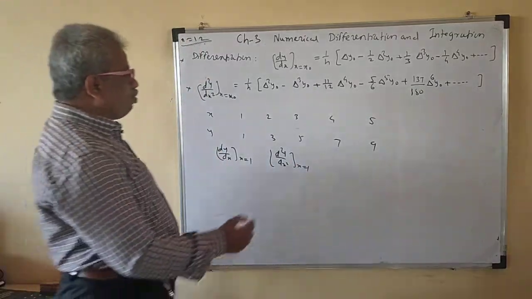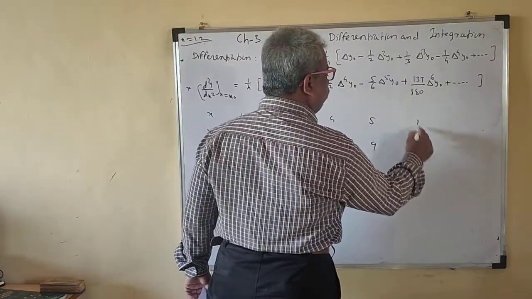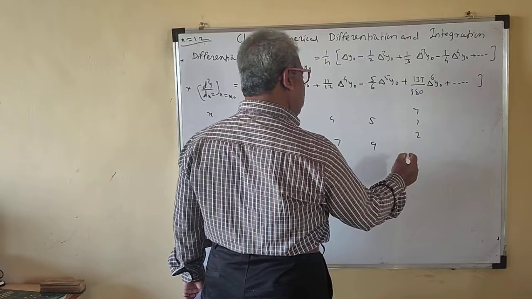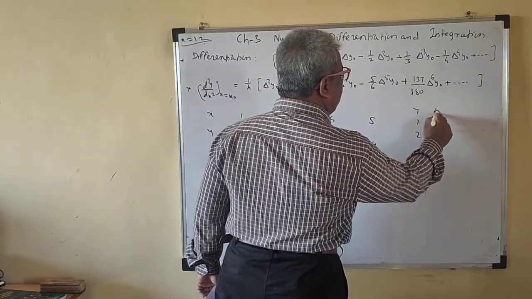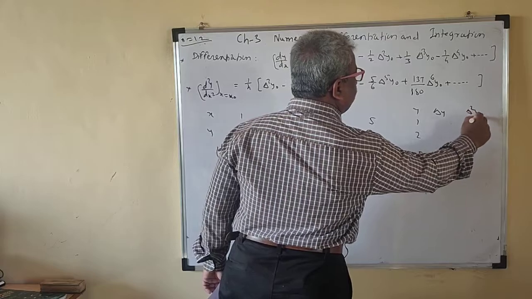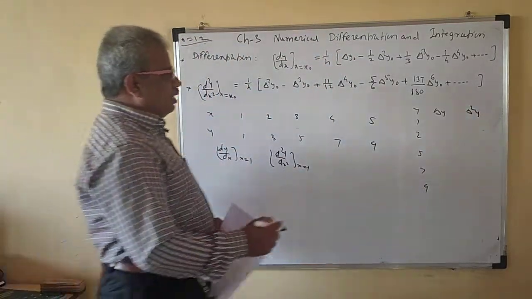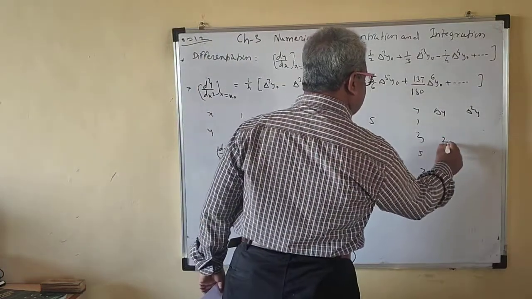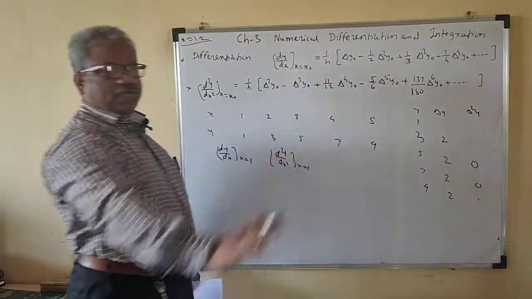So what do you have to write? You have to do the rough calculation only. You have to write only these values: x, and y only, as the column. So 1, 3, 5, 7, 9. And just find delta y and delta square y. So what is this? This is 2, this is 2, this is 2, and these are all 0. After that this is 0.